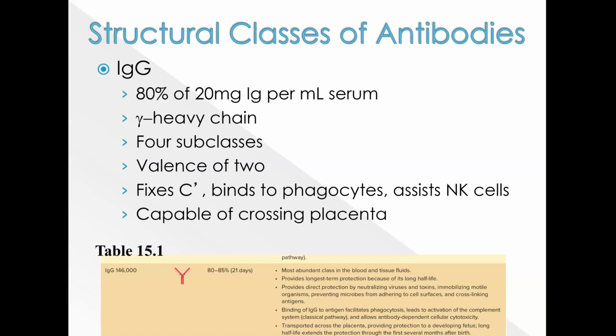Let's see, we haven't talked about valence. So valence basically means how many binding sites it has. And notice that if it has this basic Y shape, it can attach an antigen there and there. So when we talk about valence, IgG has a valence of 2.